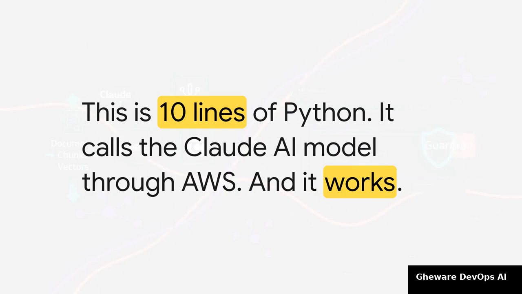Take a look at this. This is our destination, 10 lines of Python. By the end of this short explainer, you are going to have this exact code running on your machine. Seriously, it's about 5 minutes of setup for a lifetime of AI power right at your fingertips.